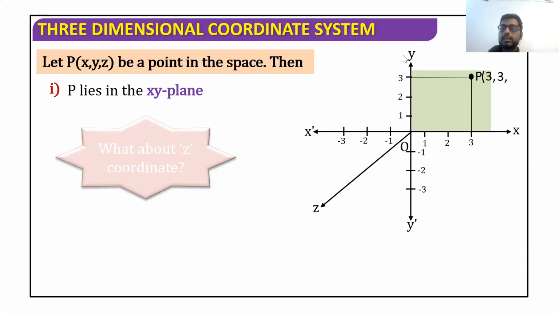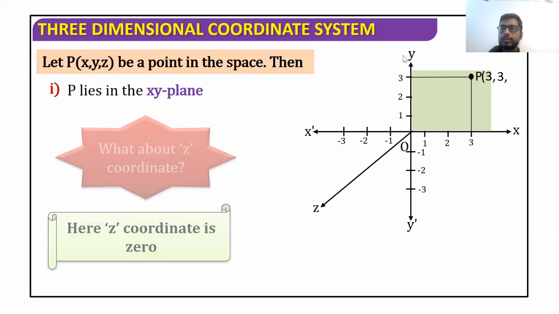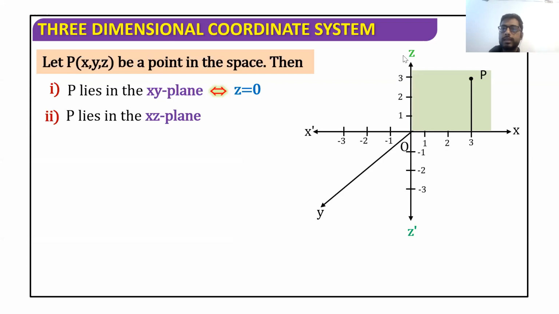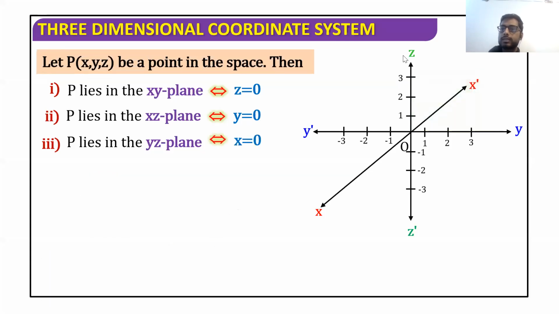So in this case, there is a point which lies in xy plane. What would be its z coordinate? As it is lying in xy plane, its z coordinate is going to be 0. If it lies in xz plane, it has an x coordinate and a z coordinate. It doesn't have any y coordinate, so its y coordinate would be 0. And similarly, if there is a point P which lies in yz plane, then its x coordinate is going to be equal to 0.